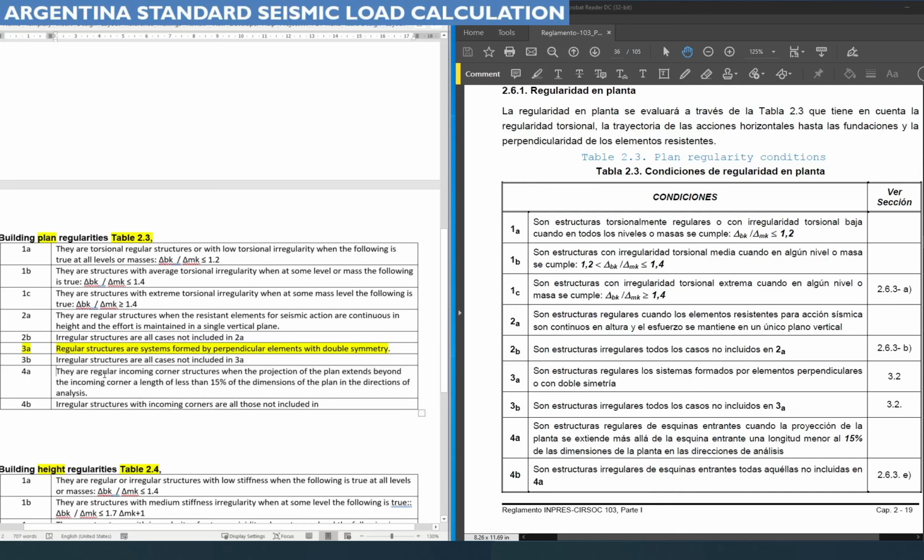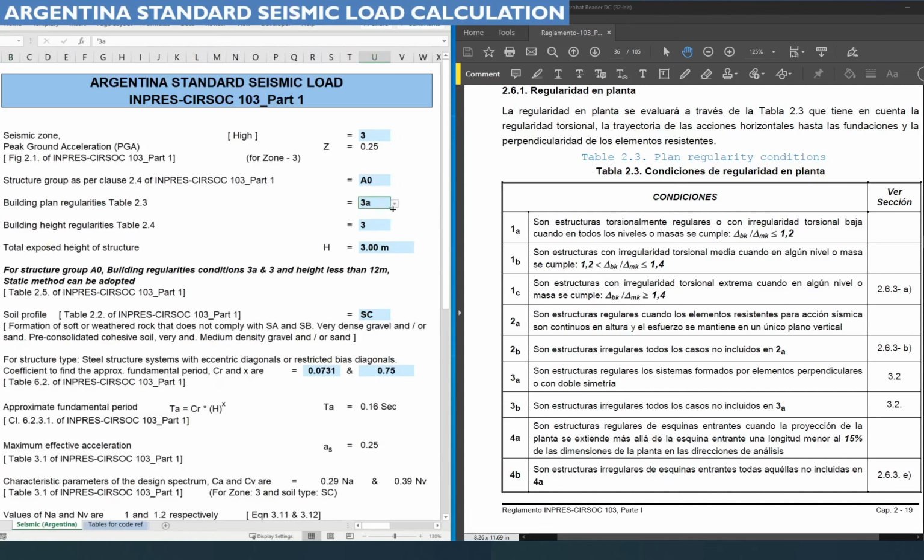Irregular structures are all cases not included in 3a. Fourth one is regular incoming corner structures, where the plan extends beyond the corners a length of less than 15% of the dimension of the plan. 4b is irregular structures with incoming corners. So we have considered 3a for our calculation purpose.